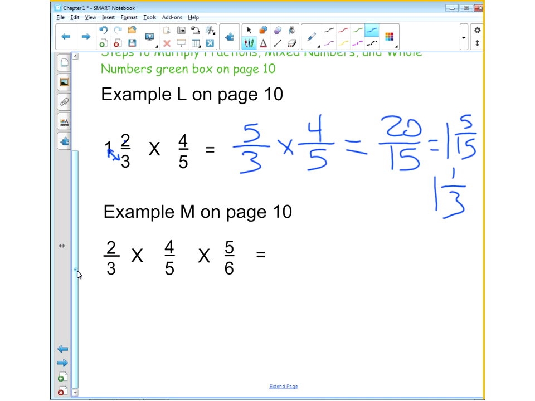Let's take a look at another one, example M on page 10. 2/3 times 4/5 times 5/6. Okay, so I can multiply all those together, and I've got 2 times 4 times 5, which is 40. And then I've got 3 times 5 times 6, which is 90. Wow, reducing down is really simple here. I can divide them both by 10, and I get 4/9.